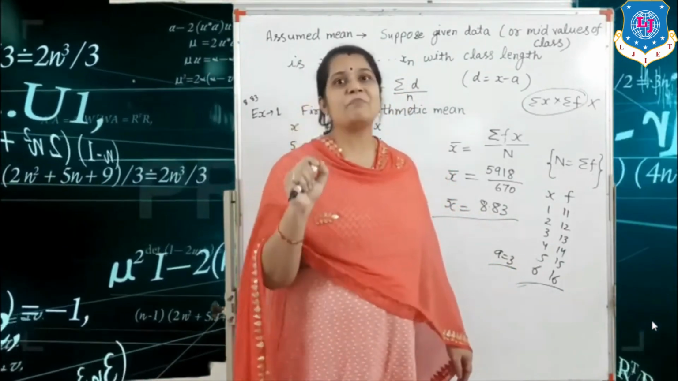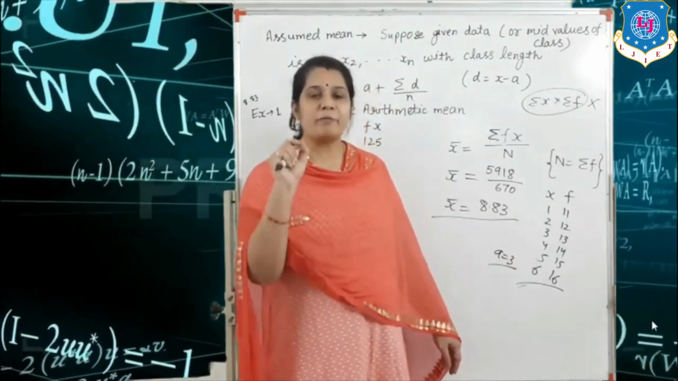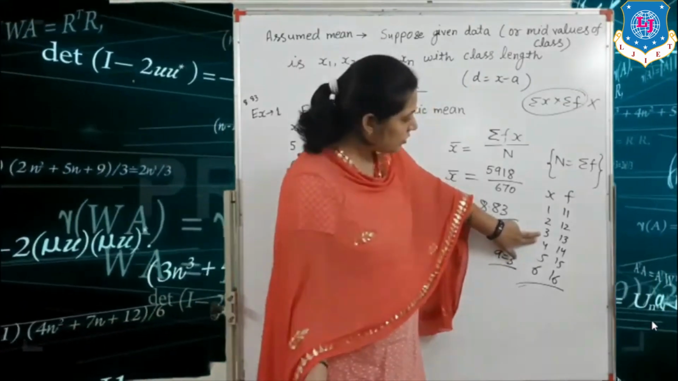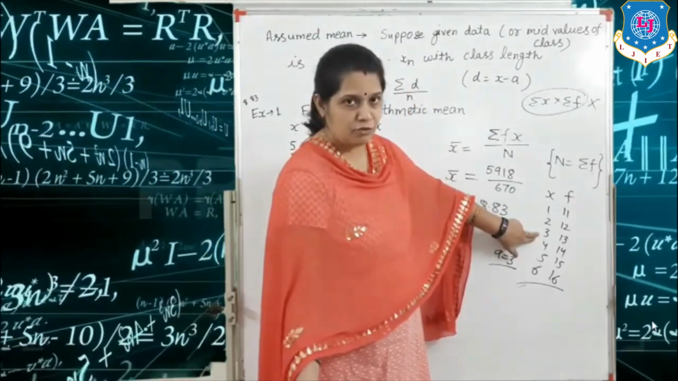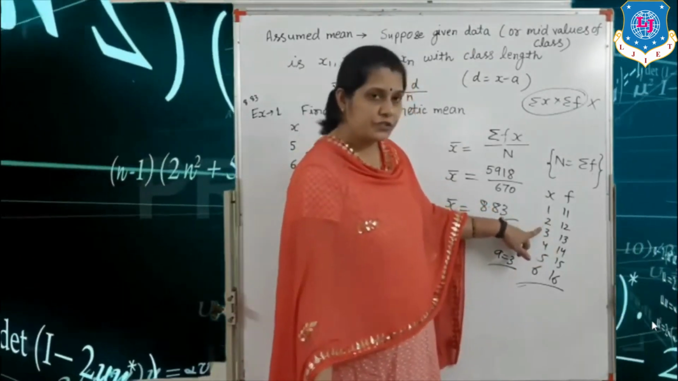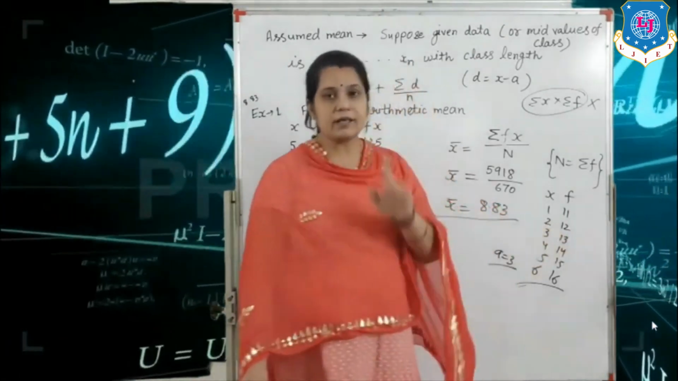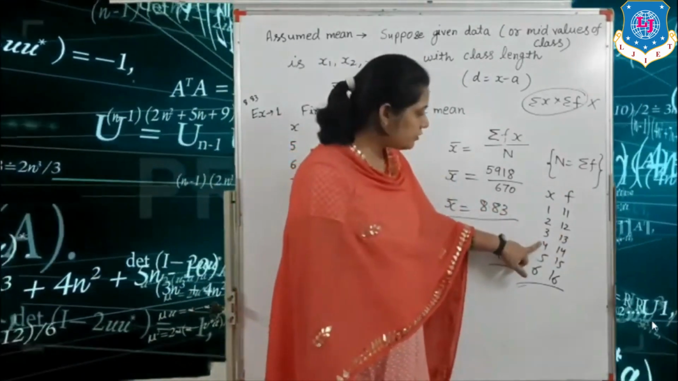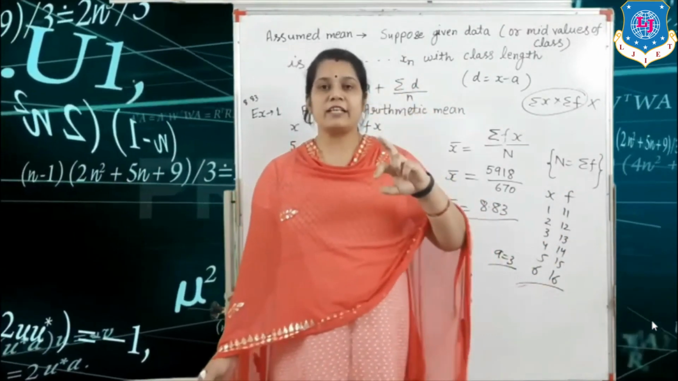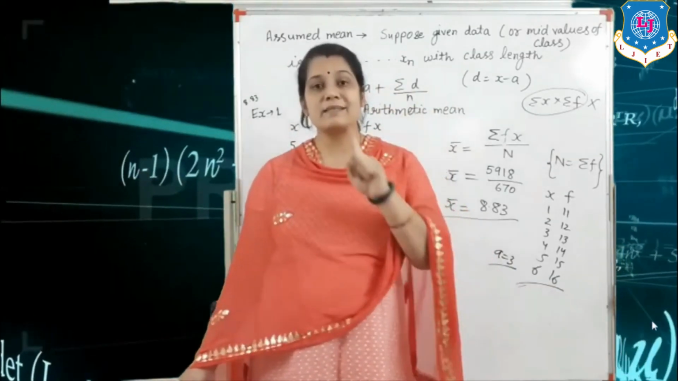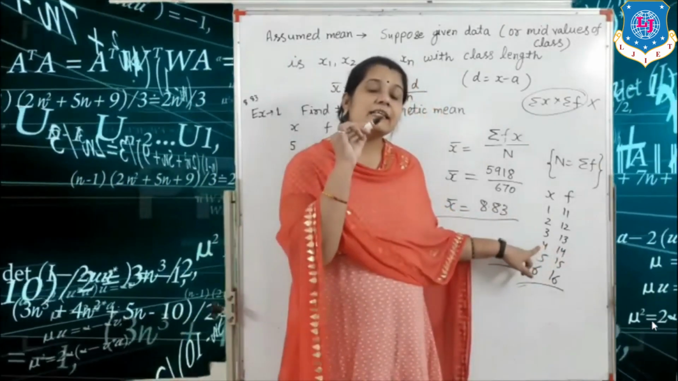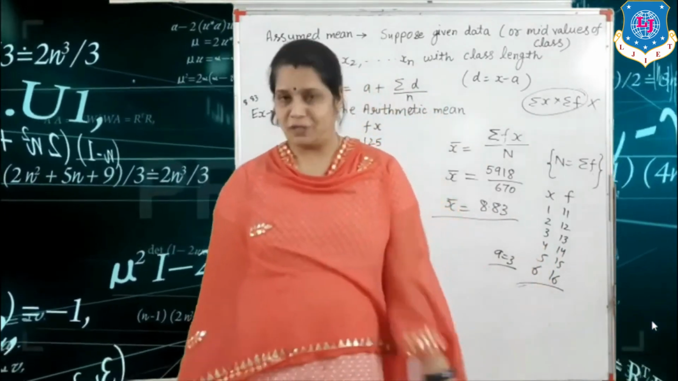But the proper method is that you check both middle values 3 and 4. So what is the corresponding frequency? According to 3, the frequency is 13. Okay, and according to 4, the frequency is 14. So between 13 and 14, what is the maximum value? Maximum value is 14. So according to 14, you consider A is equal to 4.